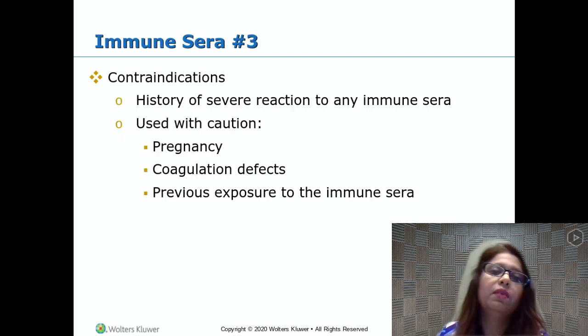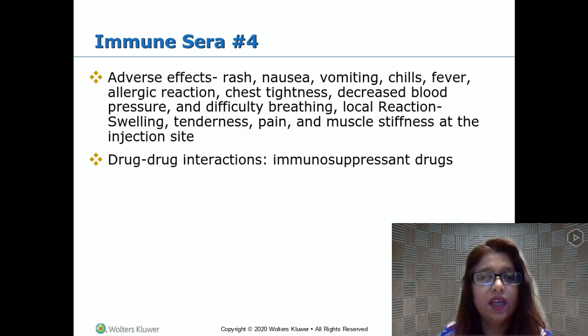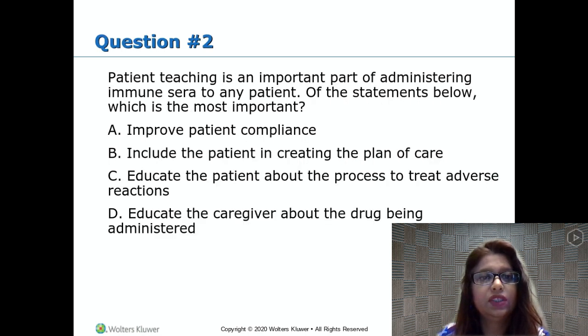Contraindications, when would you not give it? Pregnancy, lactation. Remember that those are specifics that vary for everything. Then coagulation defects or previous exposure to immune sera. Adverse effects include rash, nausea, vomiting, chills, fever, allergic reactions, chest tightness, decreased blood pressure, difficulty breathing, local reactions, swelling, tenderness, pain, and muscle stiffness at the injection site. Drug-to-drug interactions, immunosuppressant drugs.